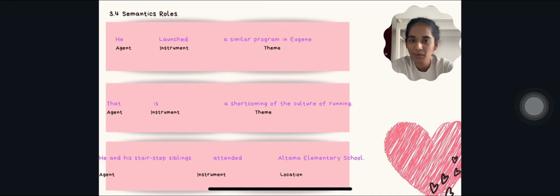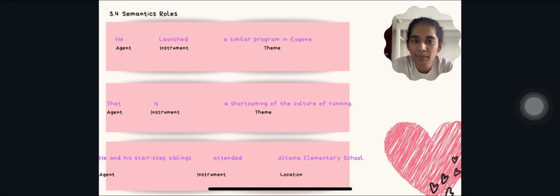The fourth subtopic would be semantic roles. So there are typically 3 examples here that we have found from the article. The first one would be: he launched a similar program in Eugene. He is referred to as agent, where agent here is the entity that performed the action. And launched is an instrument, which is also the agent that uses in performing the action. And the theme is the similar program in Eugene, so that refers to the theme. And so this is how we identify the agent, instrument, and theme.